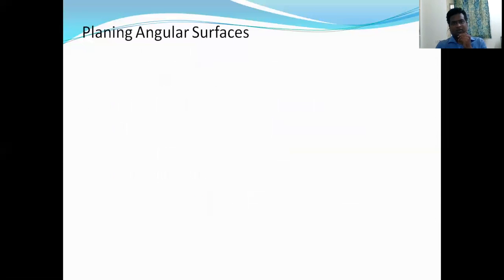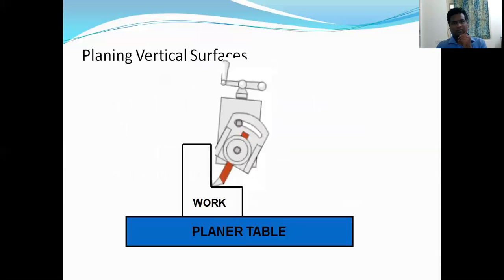So here we are adjusting this slide. It is used for measuring this surface, planing vertical surfaces with this planer machine. Okay, so the cutting tool is in position. The work table is more like this, with reciprocating motion.